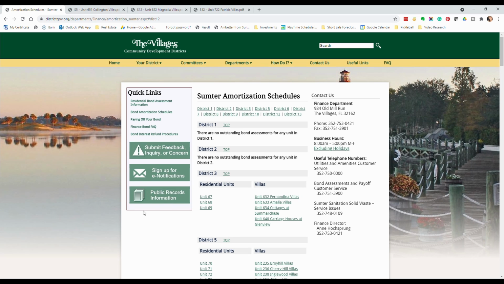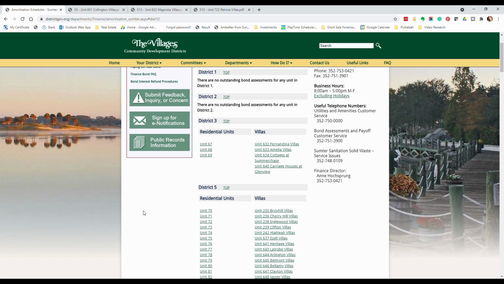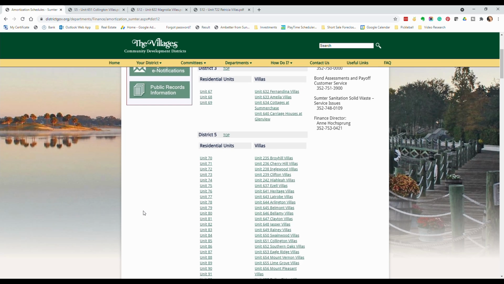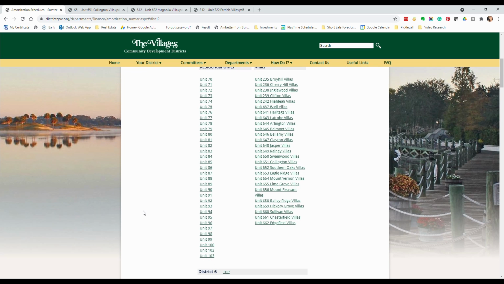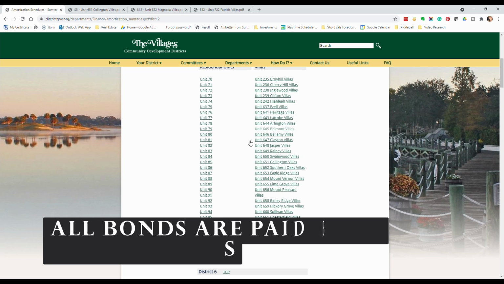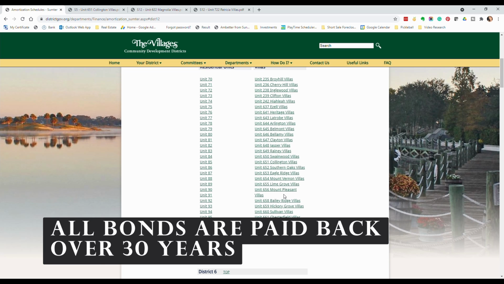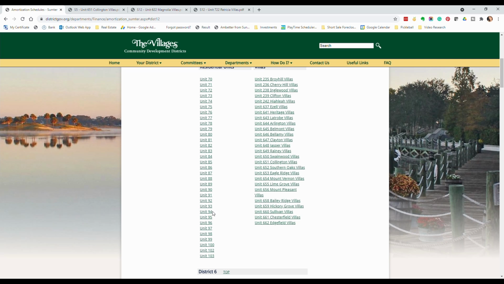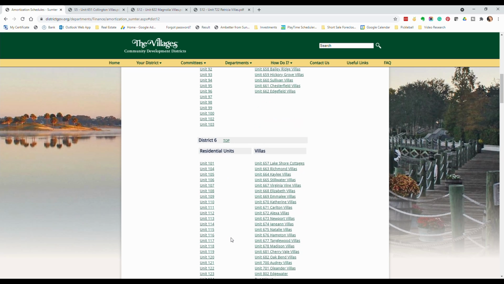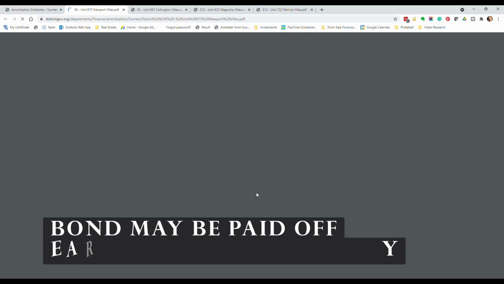I am now on the website districtgov.org, and this is where you can find all the information about the amortization schedule for your home, or if you're looking at a prospective home, this is public information. You need to know the district you're in, and see 1 and 2 have no outstanding bonds, so all the homes in those districts have been paid off. Any of the villas, obviously, you can see over here, are listed by the development name. The units are the designer premier homes. When you click on one, it'll give you the schedule.